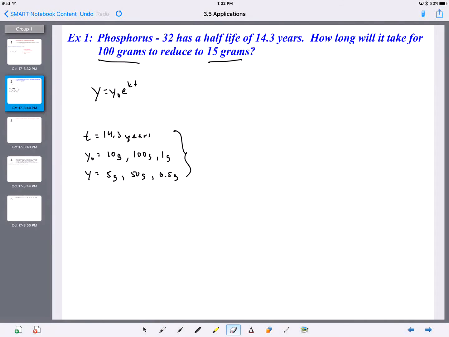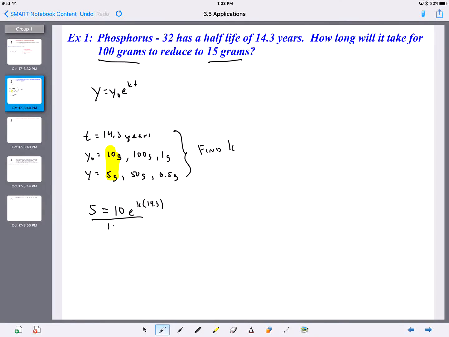So this is going to help you find the k value. So those last two pieces of information aren't going to be helpful just yet. We're going to have to find k first and then go back to that. So now I'll just pick the first two here that I wrote down. 5 is equal to 10 e raised to k times t, being 14.3. How do we solve this equation?